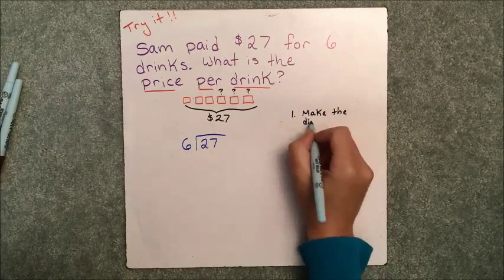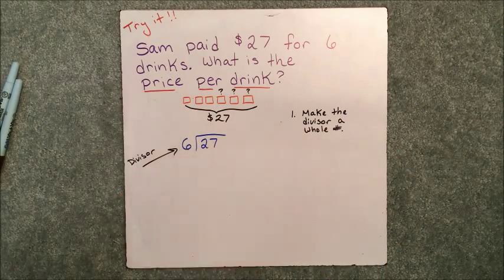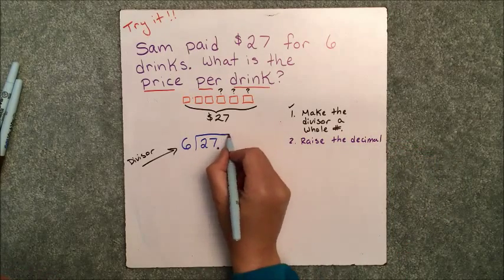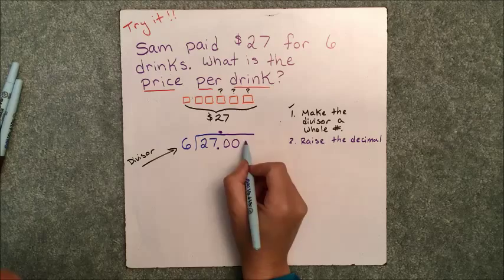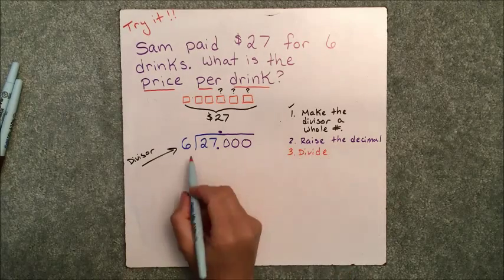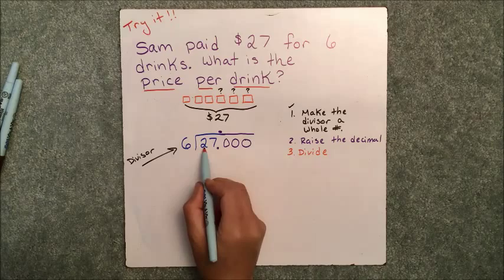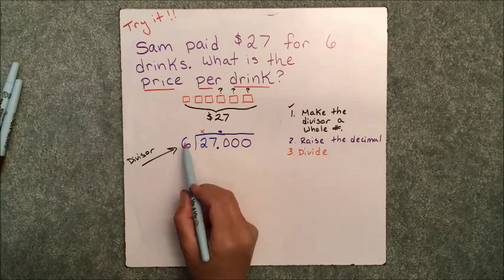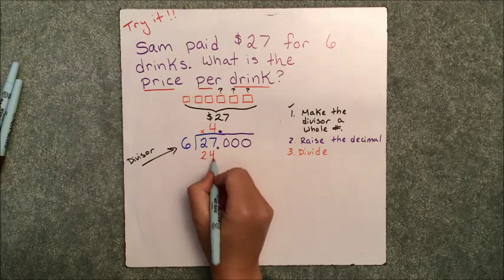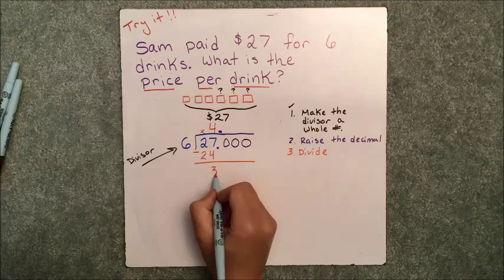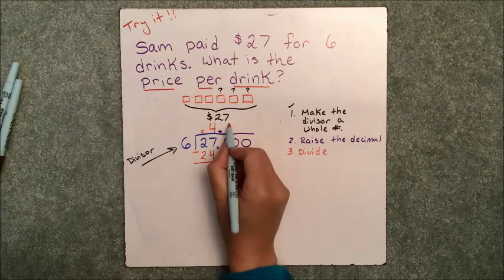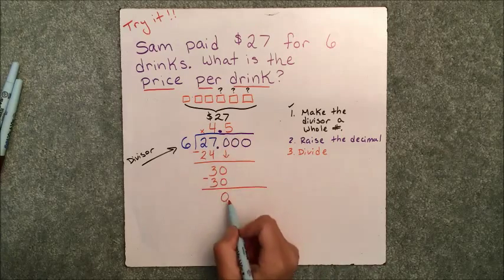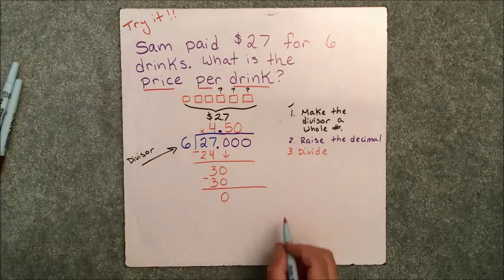All right, step 1 is make the divisor a whole number, and in this case, it is already whole. Step 2, raise the decimal. And remember, after a whole number, that decimal really is there, even if it's not showing, and add a couple of zeros. Step 3 is to divide. And again, 6 cannot go into 2, so do not put a number above that spot. Go ahead and continue with the rest of the dividing and subtracting and bringing down until you get a number that represents a price, which would be a dollar amount and a cent amount.